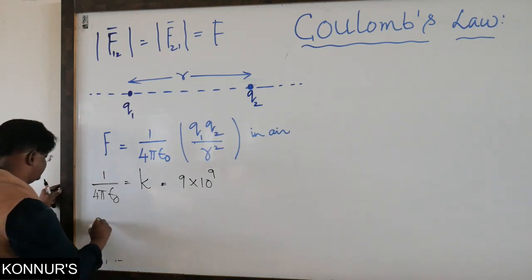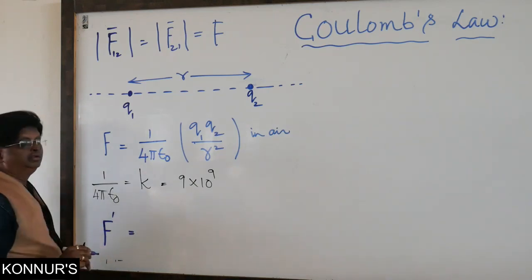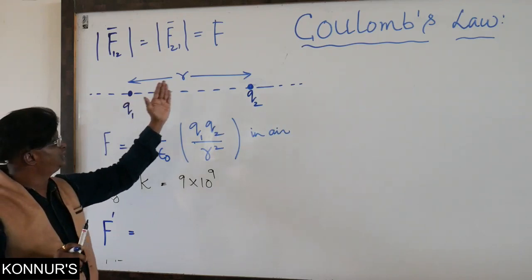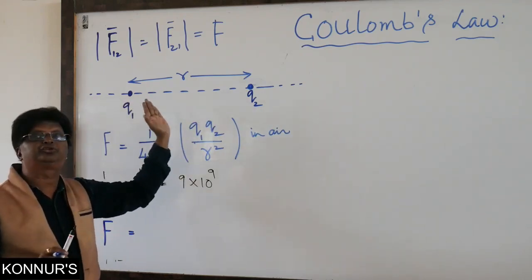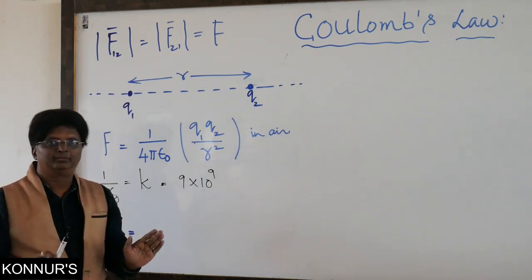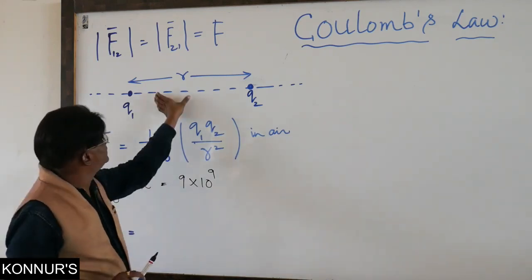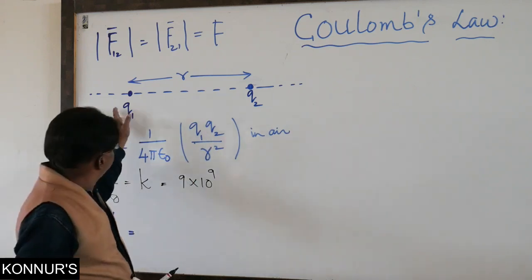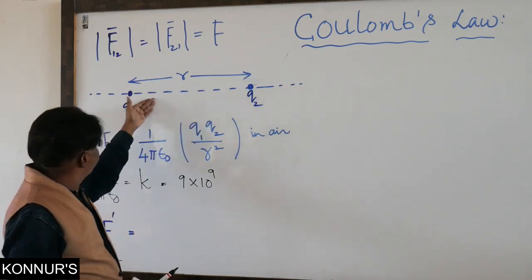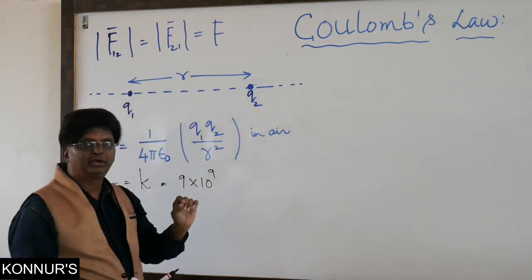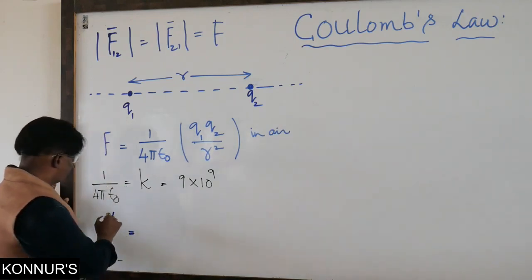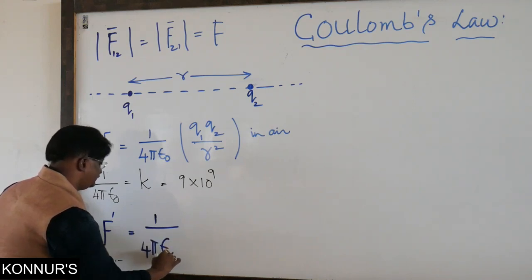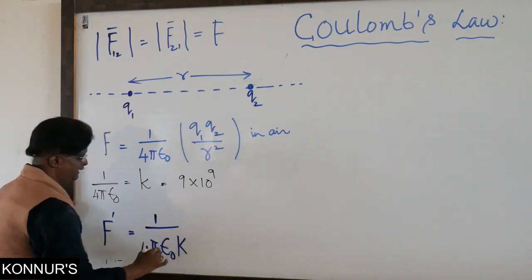Now I will write it as F dash, the new force other than air, such that, remember, for both Q1 and Q2, the entire space between Q1 and Q2 is filled with the medium. Not partially filled; we are not writing such a case. Now, with the entire space between Q1 and Q2 filled with a medium other than air, F dash is 1 upon 4 pi epsilon naught times capital K.